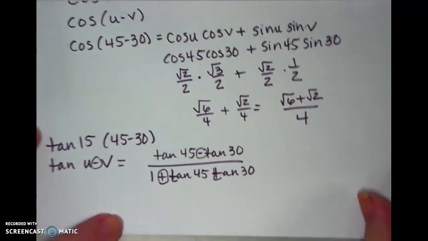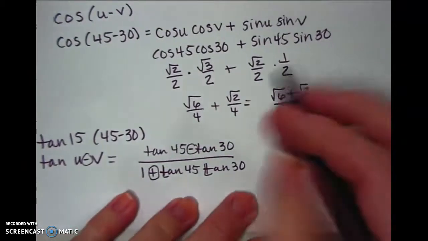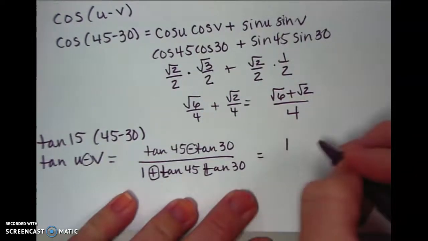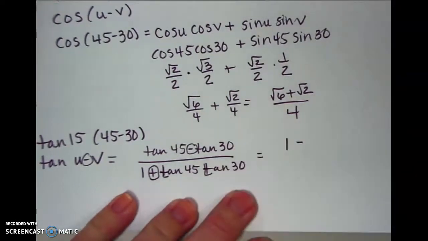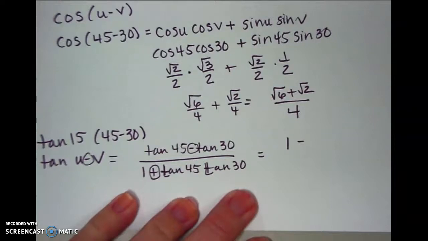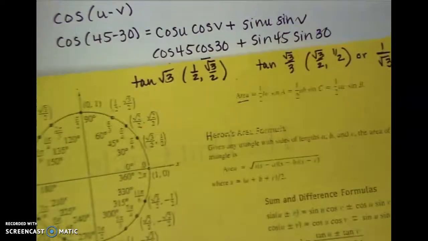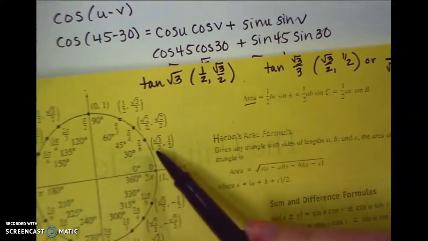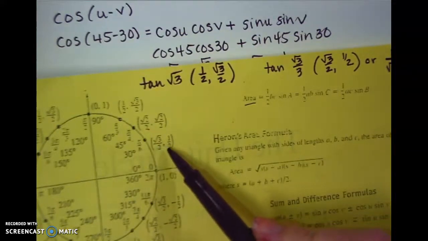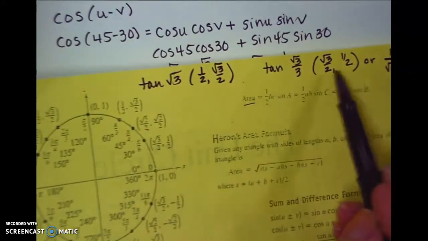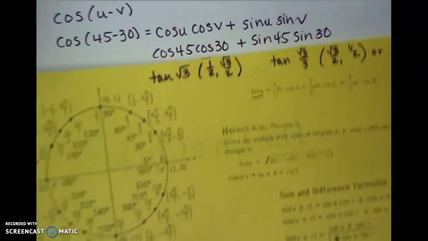So the tangent at 45 degrees is 1, and the tangent at 30 degrees, and we've already talked about using our hints for tangents, 30 degrees is the combination of square root of 3 to 1/2, so we're going to use square root of 3 over 3.